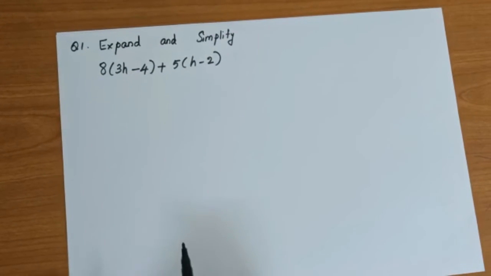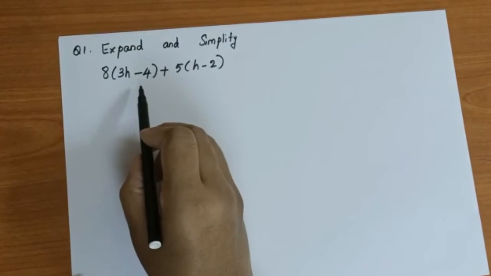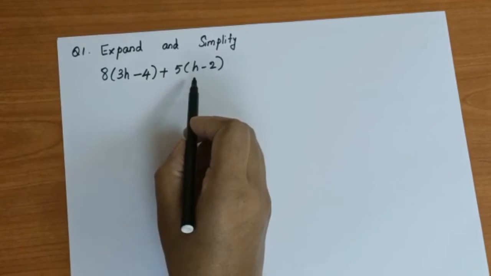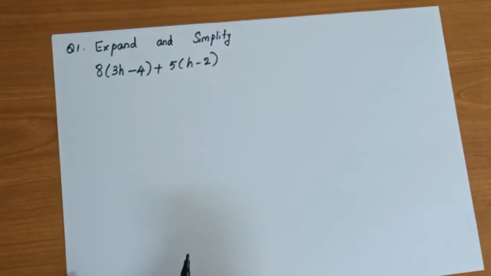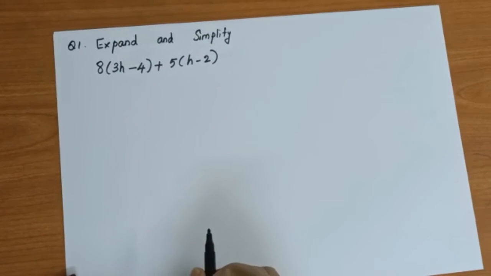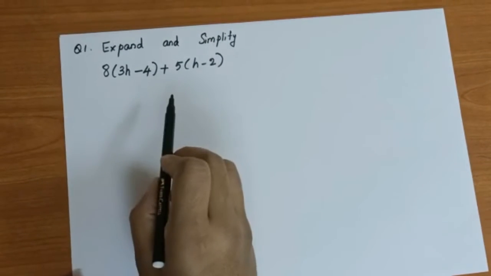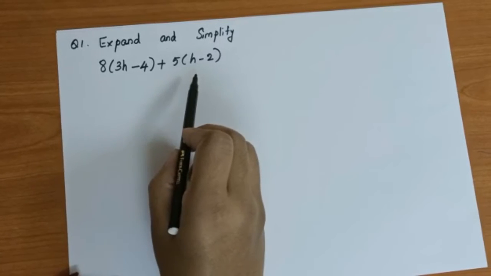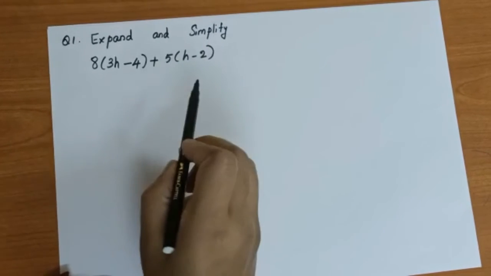Here we have a question: 8(3h - 4) + 5(h - 2). We have to expand and simplify this expression. For simplifying or expanding, we have to remove the brackets. Here we have two brackets, and we have to remove the brackets one by one.